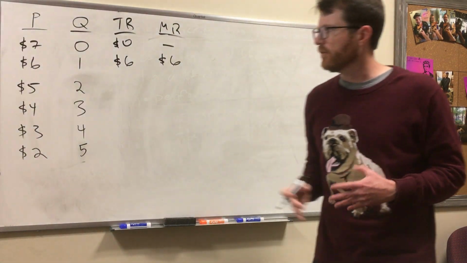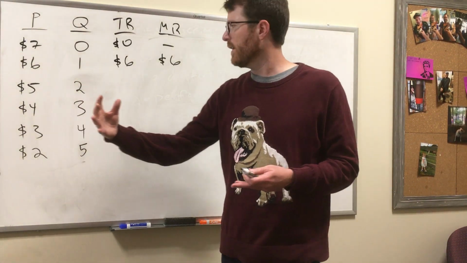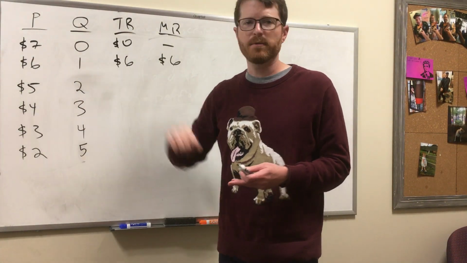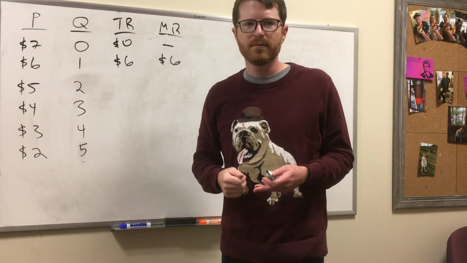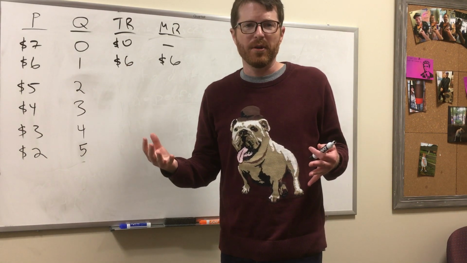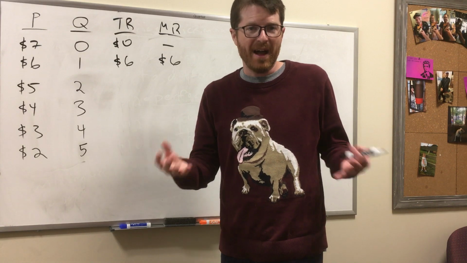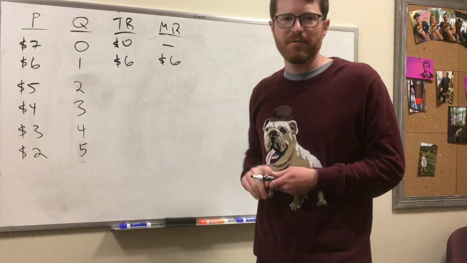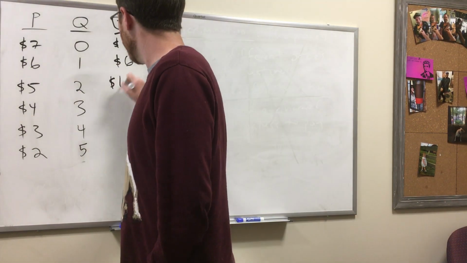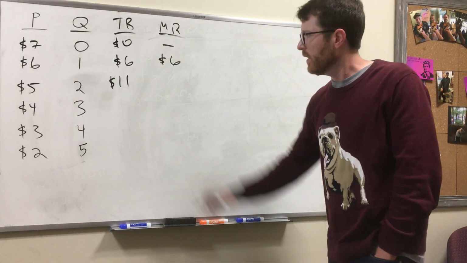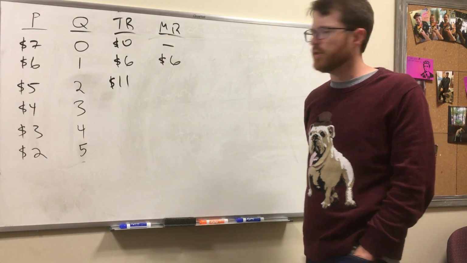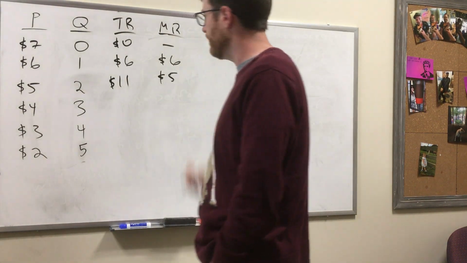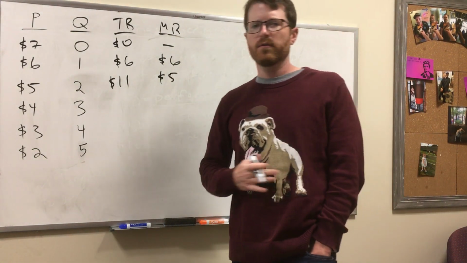So if I'm the only consumer, I go into the taco stand and I'd say, I'd like to buy one taco. They charge me $6. I eat it, yum, yum, yum, okay? And then I say, I'd like to buy another one. And they say, okay, well, the second one is $5, okay? So I pay $6 for the first one and $5 for the second. And so the total revenue here would be $11. And the marginal revenue, the change in revenue that occurs, would be $5.